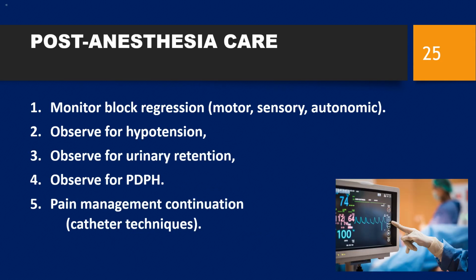Post-anesthesia care for regional anesthesia. 1. Monitor block regression: motor, sensory, autonomic. Tracking the resolution of the block ensures that the patient regains normal function and sensation. 2. Observe for hypotension. Monitoring blood pressure is crucial, as sympathetic blockade can cause vasodilation and hypotension. 3. Observe for urinary retention. Regional anesthesia can affect bladder function, leading to urinary retention, which may require catheterization.